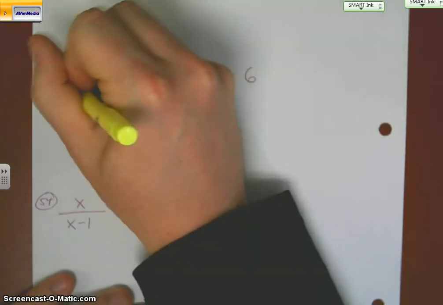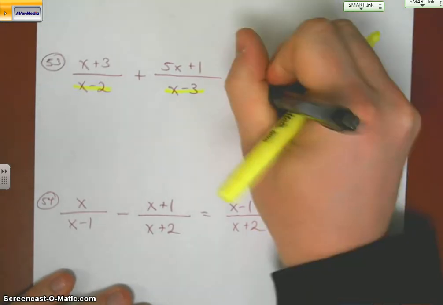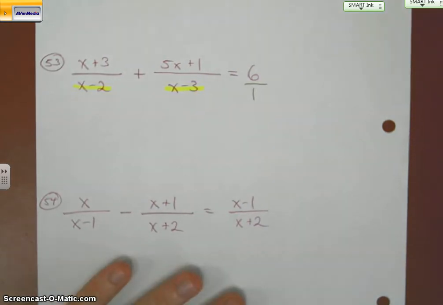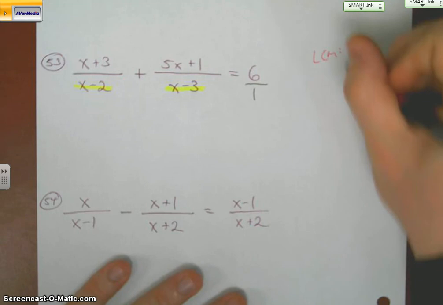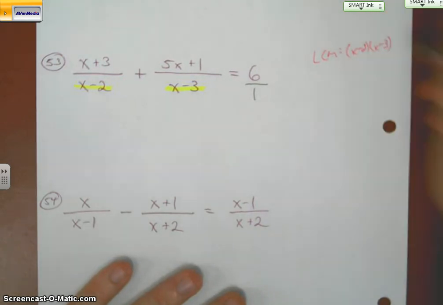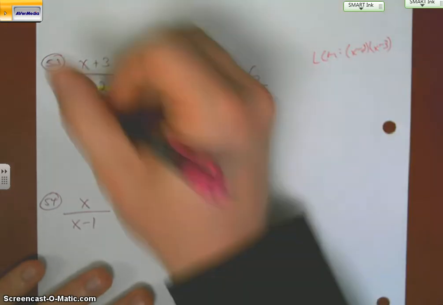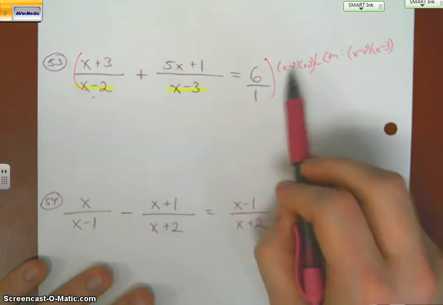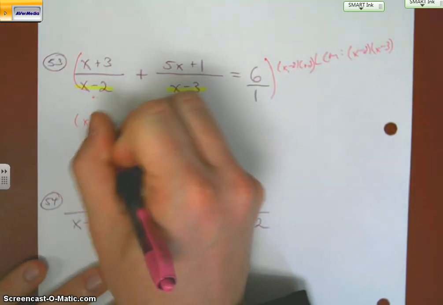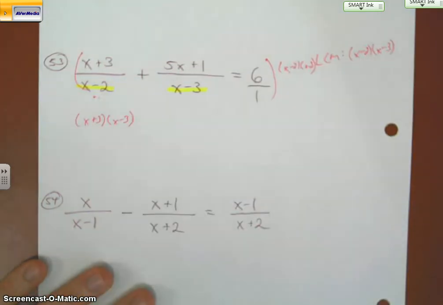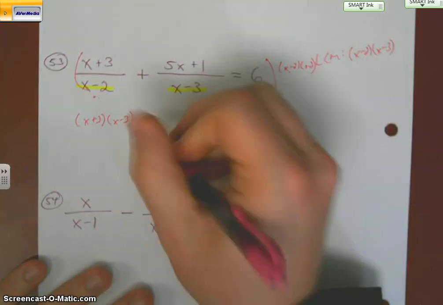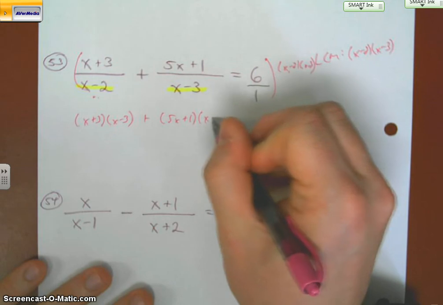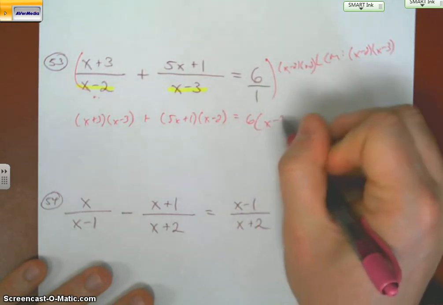Once again, our ultimate goal is for the bottom row to cancel out. Using the LCM, which in this case is x minus 2, x minus 3. X minus 2's cancel. We're left with x plus 3, x minus 3. We should have no fractions after we do this step. X minus 3's cancel. We're left with 5x plus 1, x minus 2. Finally, we're left with everything on the next one.